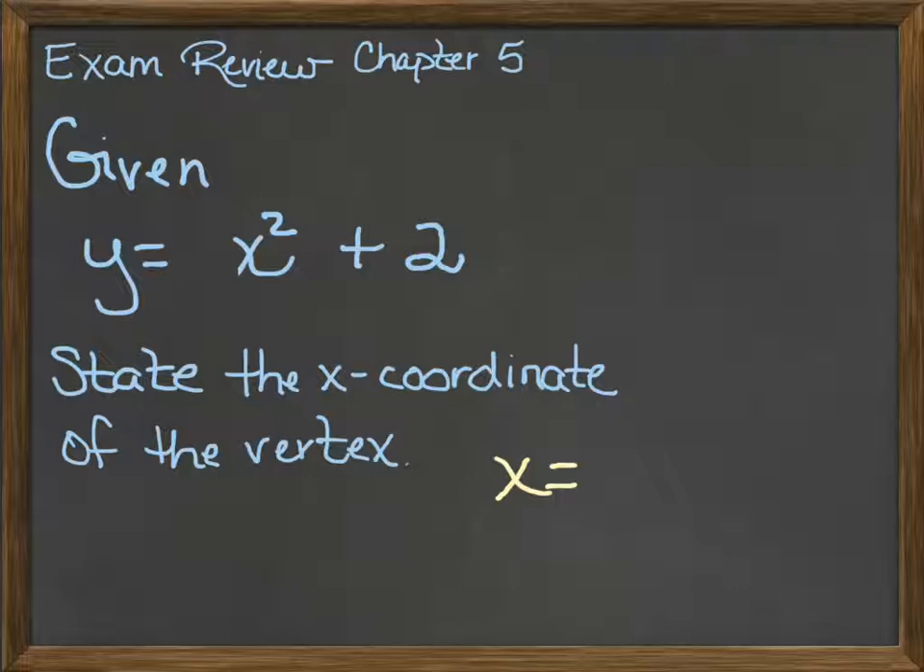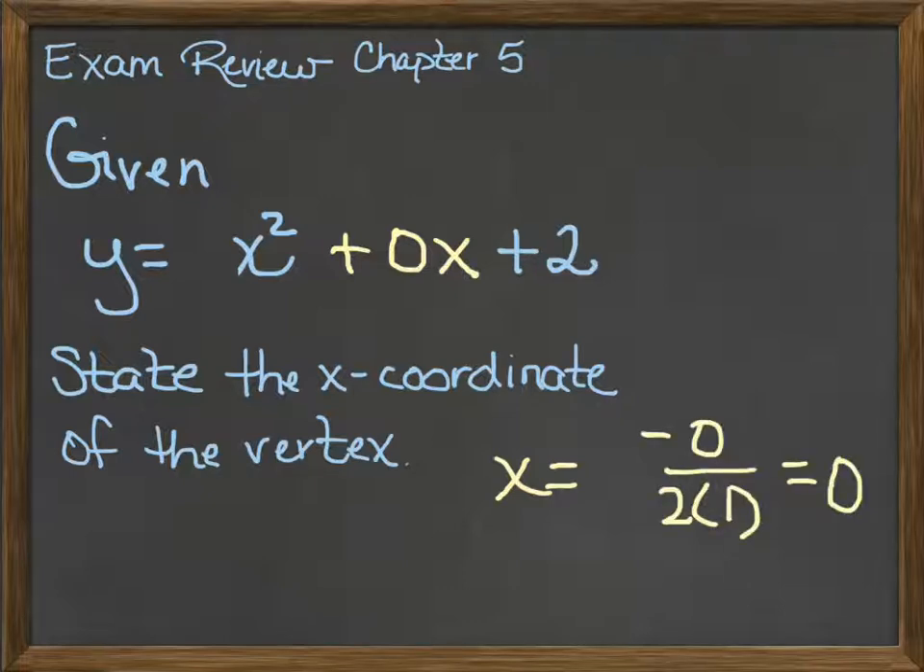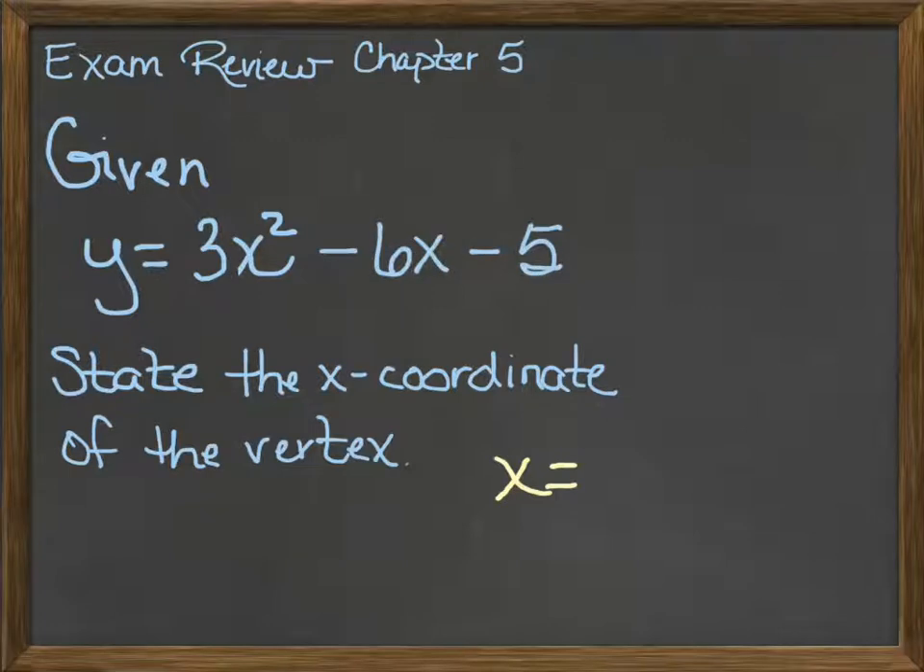First, you have to locate the value of b. It doesn't seem to be present, so it's understood to be 0. Whenever you negate 0 and put it over anything, the answer is always going to be 0. So the x-coordinate of the vertex is x equals 0.